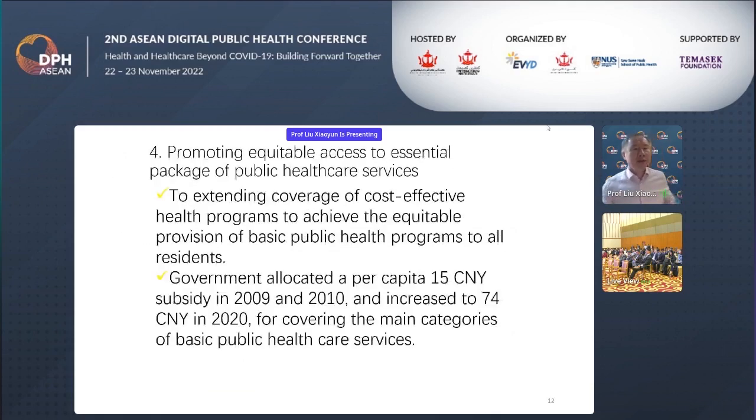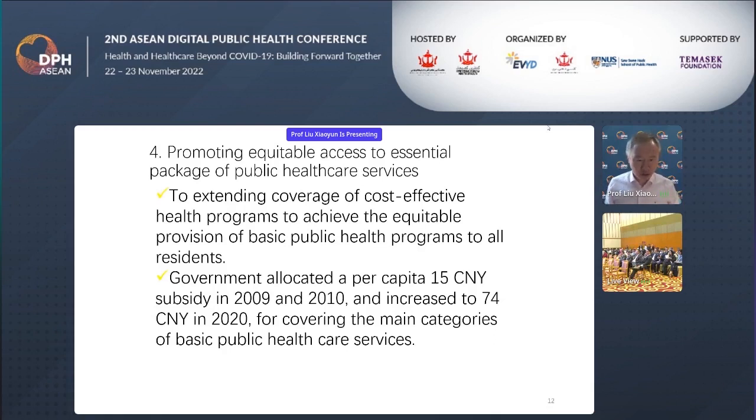Number four intervention is to promote equitable access to the essential package of public health services. This is a unique part of the reform. Before the reform, of course, we had public health services at the primary care level, but this reform starts a standard package of essential public service items. This standard package is the same for urban area, for rural residents, for eastern and western regions, so that they are the same package.